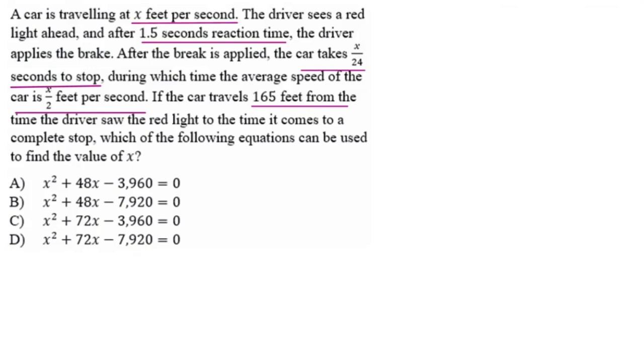So this is a problem solving question. There are two parts of the journey. I'm going to design it this way. So there is a light here somewhere and the car is traveling. Understand that this x feet per second is speed, and the time it takes to apply the brake is 1.5 seconds. So during this time, the distance the car travels is 1.5x.